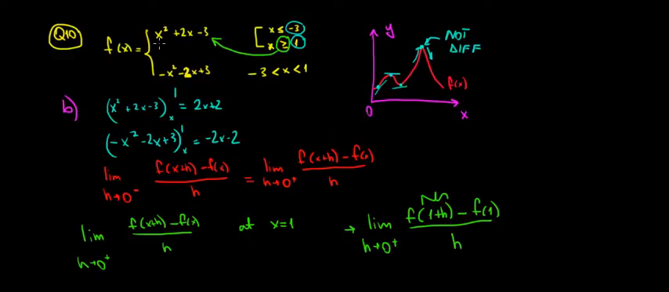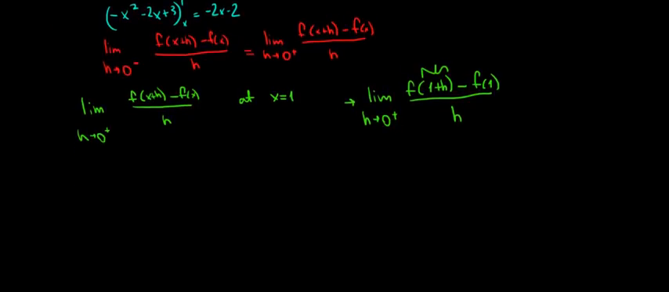So instead of having x, we are going to have a new input, which is 1 plus h. So we're going to have 1 plus h to the power 2 plus 2 times 1 plus h minus 3. Let's write that down. We have the limit as h approaches 0 from the positive side, and here we would have 1 plus h to the power 2 plus 2 times 1 plus h, and then minus 3. That's just for the first part.